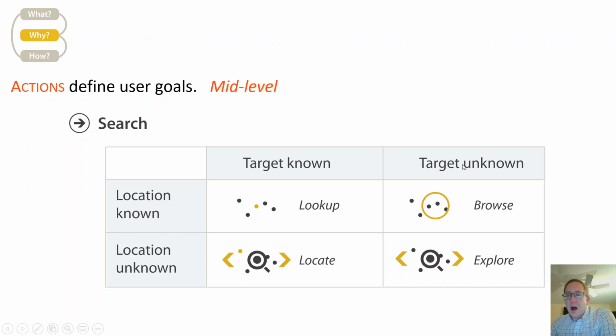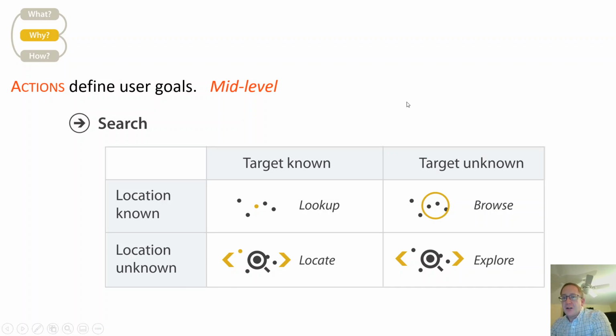Now let's say the target is unknown but the location is known. Maybe I'm asking, where are the coffee shops near my house? So I know where I'm looking, around where my house is. The target coffee shops, I don't know where they are, so I'm looking around that area. I know where I'm looking, but not what I'm looking for. I don't know where the things I'm looking for are located.